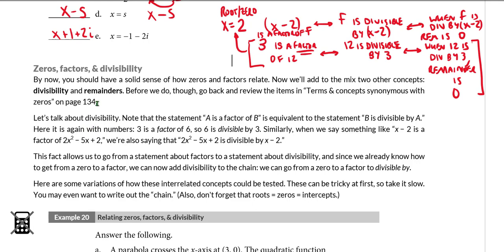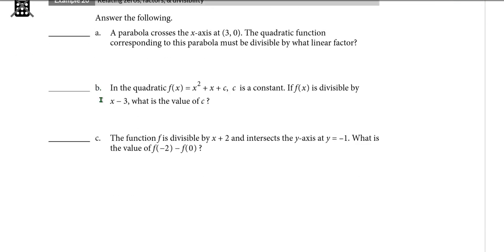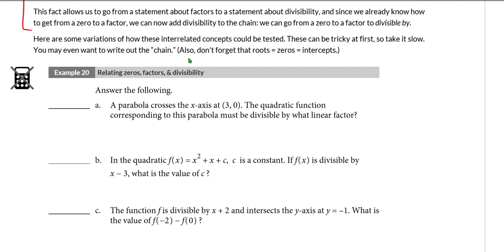So when it comes to zeros, factors, and divisibility, all the stuff that we just ran through is in the text here. If you feel like you need to read through this text, obviously you can pause the video and do so. Let's go ahead and do a few examples so that we can see how the chain of thought needs to go here.